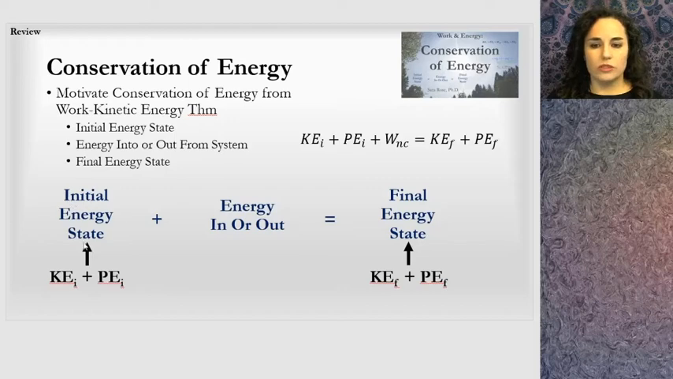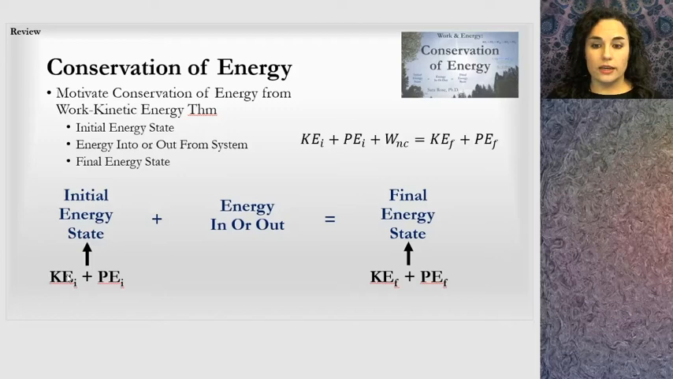We have some sort of initial energy state, which we can quantify in terms of kinetic energy and potential energy. We take into account any energy in or out of a system, and that will equal the final energy state accounted for in kinetic energy and potential energy. And we've seen already that there are several forms of potential energy. There's gravitational potential energy we can do near the Earth's surface as opposed to in outer space. We can do spring potential energy. There are many types of potential energies.